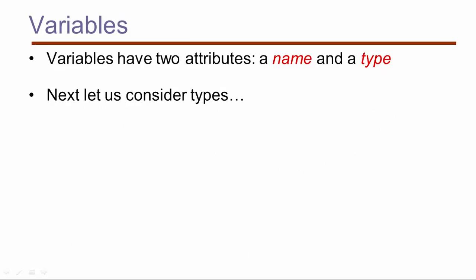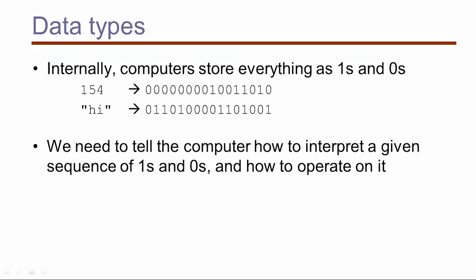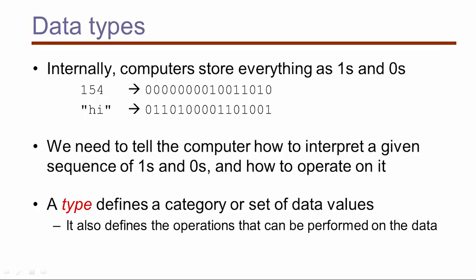Now that we know about names, let's move on to types. Recall that everything in a computer is represented by a sequence of ones and zeros, and thus we need to tell the computer how to interpret a given sequence of ones and zeros so that it knows that this sequence represents a number while this other sequence represents a word. So a type defines how to interpret a sequence of ones and zeros as data, and also defines what operations are valid for that data value.